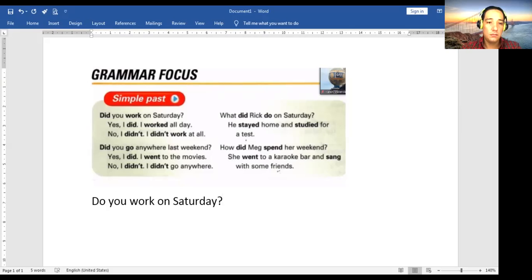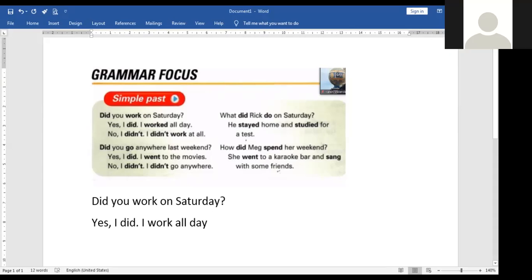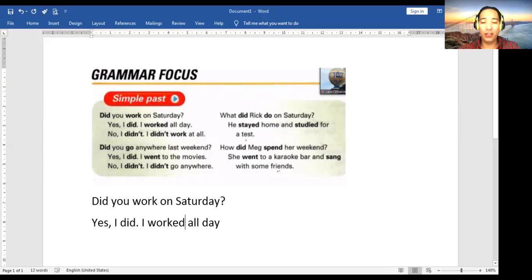Ok. Allá tendría que decir, yes, I do. I work all day. Bien. La regla del pasado dice que el auxiliar ya no es do, ahora es did. Y lo mismo para contestar sería did. Yes, I did. Y aquí, una oración afirmativa, el verbo iría en pasado.